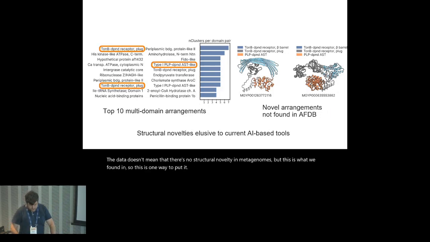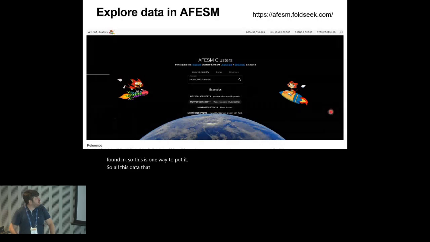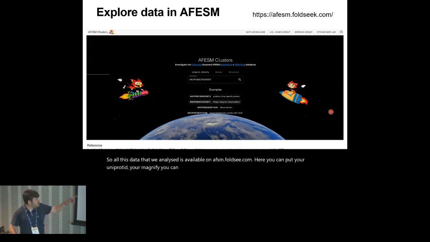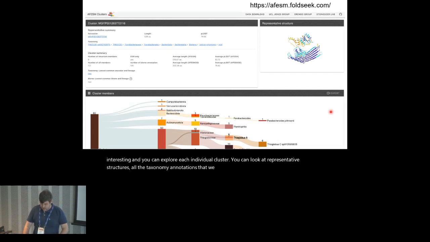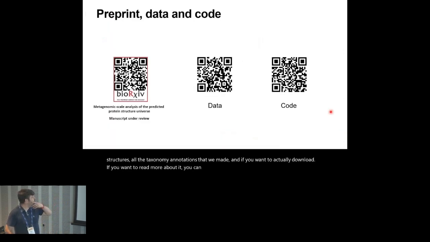All this data that we analyzed is available on afsm.foldseek.com. Here you can put in your UniProt ID, your MGnify ID. You can see specific cases that we isolated that we thought were interesting, and you can explore each individual cluster. You can look at representative structures and all the taxonomy annotations that we made. If you want to read more about it, you can read our preprint, which is at the moment under review. And all of our data and code is available on Zenodo, dedicated websites, and on GitHub.